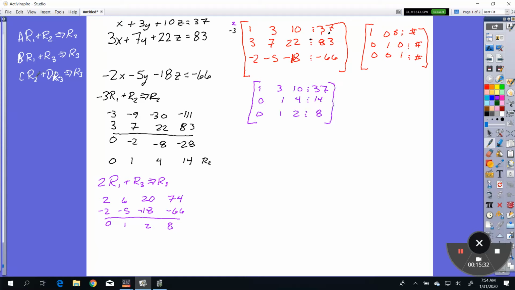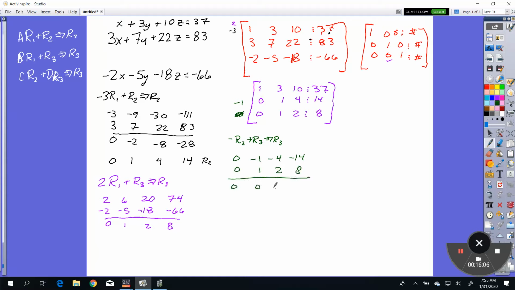So this step right here is step C, where we're trying to get this 0. I only have to multiply row 2 by negative 1, so we'll do that. Row 2 times negative 1 plus row 3, and it's going to make a new row 3. So I'd have 0, negative 1, negative 4, negative 14. So remember how I said the matrix is really just a way to organize your work? That's all this is, just a way to organize your work.